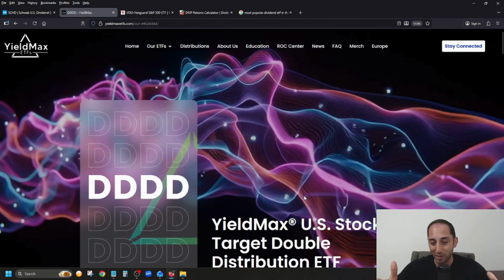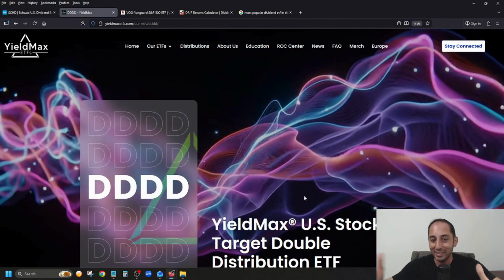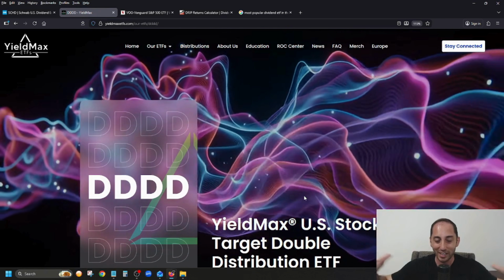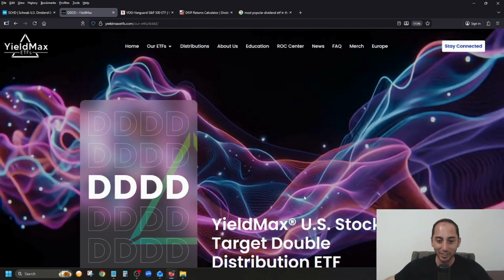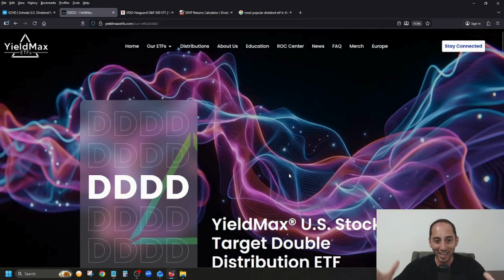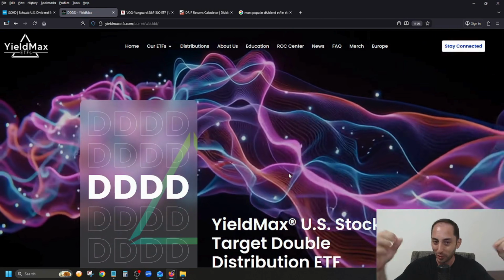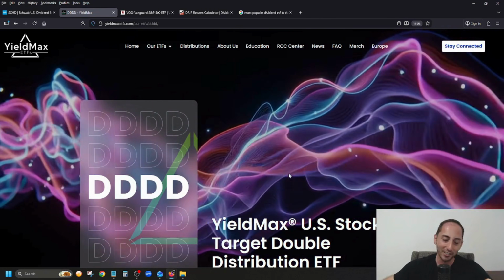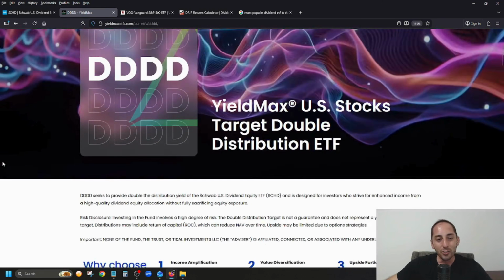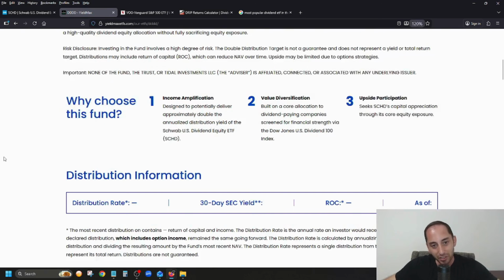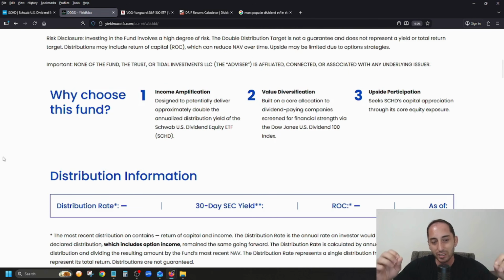The stock symbol is very easy to remember. DDDD, right? For dividends, lots of dividends, double distribution dividend. I don't know exactly what it stands for, but I'm assuming they're really putting an emphasis on the word dividend here. So this ETF could be very interesting for you because it's literally been designed for people who are SCHD fans, for example, that want a little bit more yield.